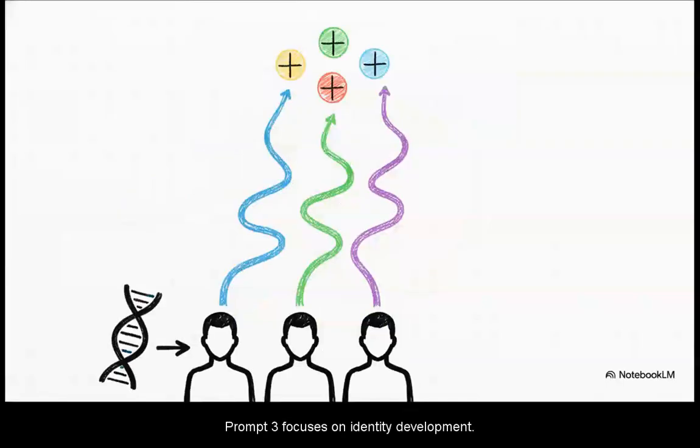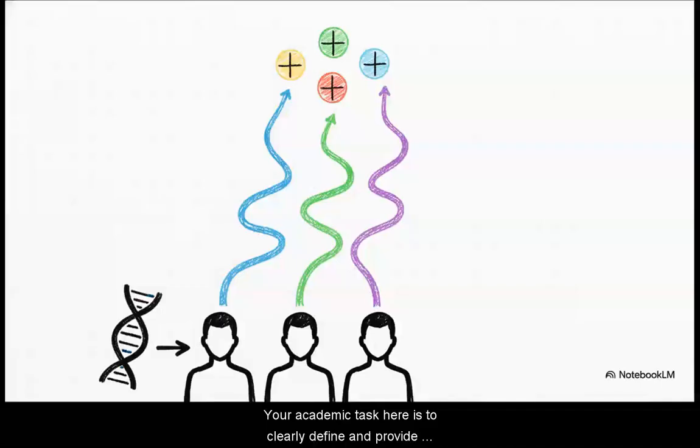Prompt 3 focuses on identity development. Your academic task here is to clearly define and provide examples for James Marsh's 4 identity statuses. Once you move to Part 2, you'll be comparing and contrasting the identity paths of the 3 main male characters, Vincent, Anton, and Eugene. Did all 3 men successfully achieve all 4 identity statuses? It's a genuinely fascinating look at whether a mathematically perfect genetic profile guarantees a perfectly resolved identity, or if it's the struggle itself that truly builds character.